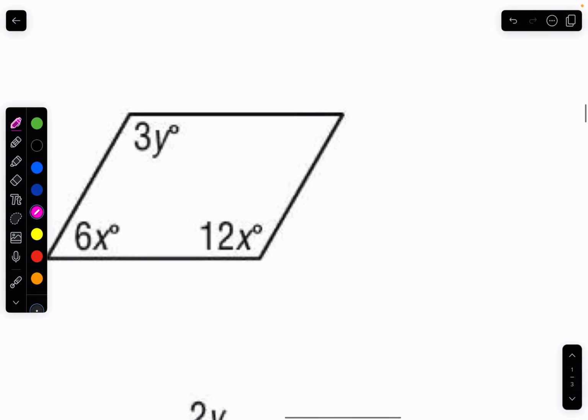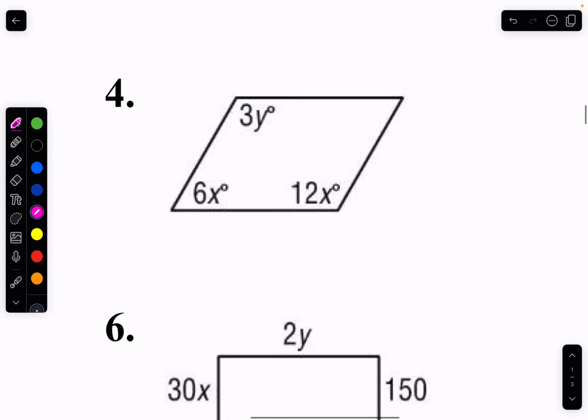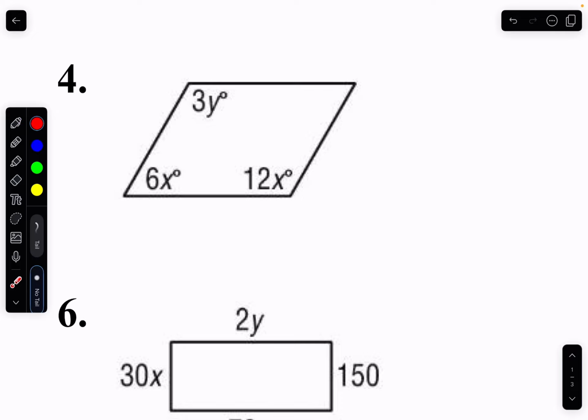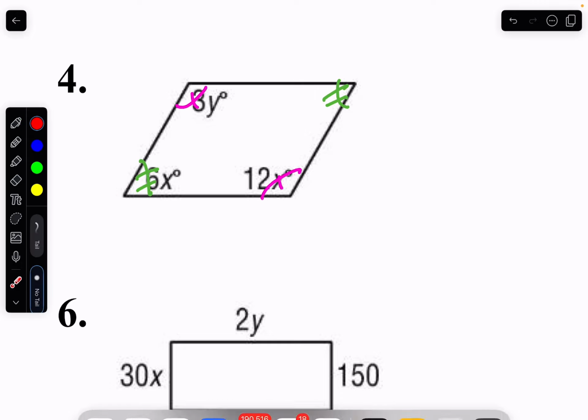Now for this one, what are the things that we know? We know that opposite angles are going to be congruent to each other. So that means this angle and that other one are congruent. And I say that this one and that other one are congruent. So I know green is congruent to green, pink is congruent to pink, but these two added together needs to equal 180. And these two added together needs to equal 180.